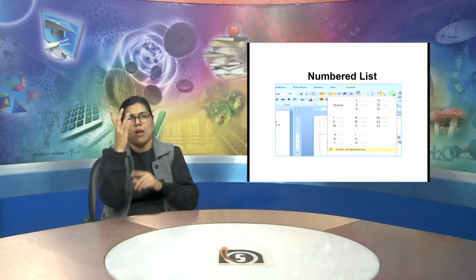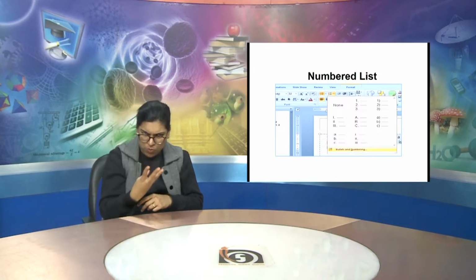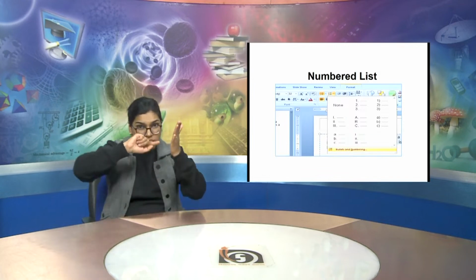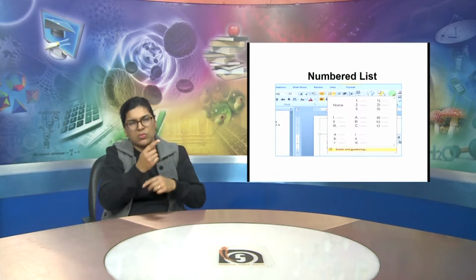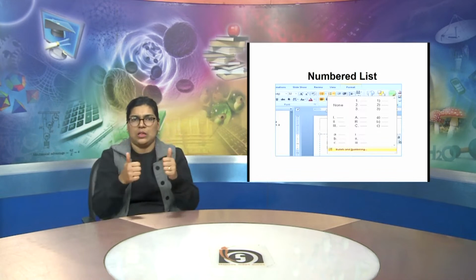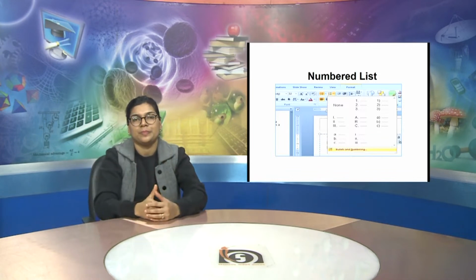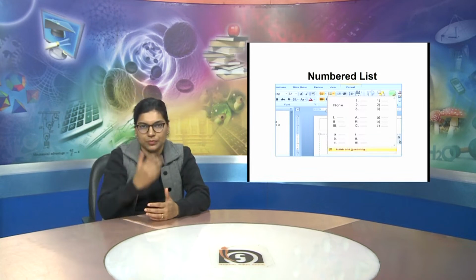And when we are talking about the bulleted list, there come the subtypes also. So we also call that a numbered list. We can use any numbers in place of bullets, and there are different options available.